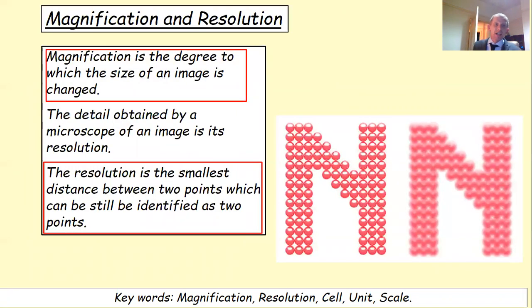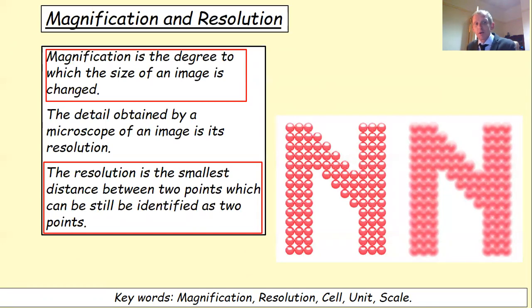Okay, guys, so magnification and resolution. These are two really important factors of microscopes. The magnification is the degree to which the size of an image is changed, how big we can make something look when we put it under the microscope. Now, the detail that we obtain from a microscope when we're looking down at that image is referred to as its resolution. Now, the definition of resolution is it's the smallest distance between 2 points that can still be identified as 2 separate points.